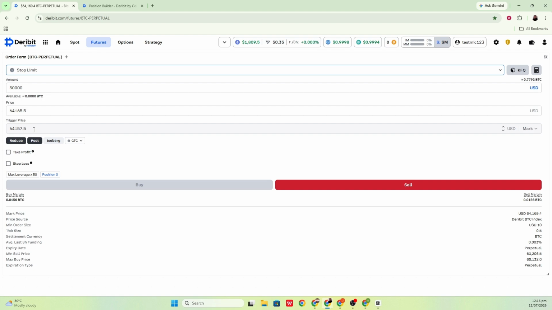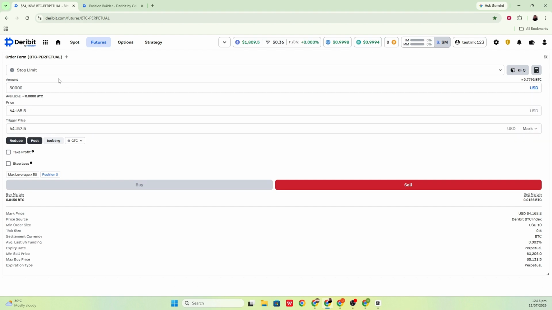After that, choose the trigger type. From the drop-down menu, select either Index Price or Mark Price. Avoid using Last Price, since an isolated trade on Deribit could trigger your order before the broader market has actually broken out. Now set your limit price.